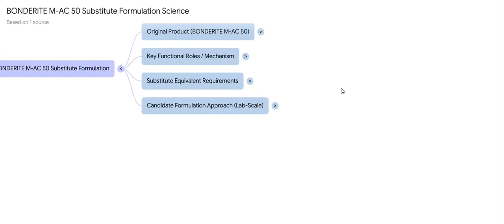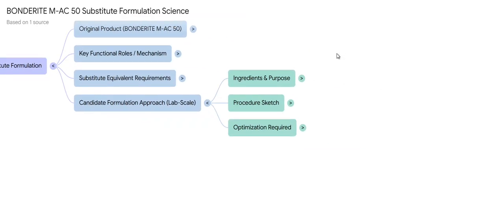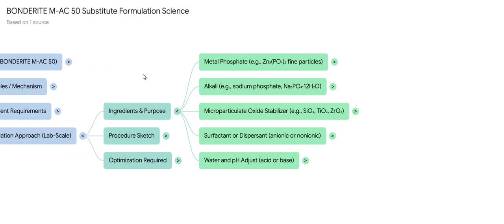And then let us try to have some formula based on this. The main ingredients and purpose we will discuss. Then, what is the procedure sketch? That is the next aspect I will be explaining. Then, we need some optimization also. Let me take up these ingredients and their functional roles. It can be the metal phosphate, that is Zn3(PO4)2 particles, and alkali. The alkali is generally sodium phosphate dodecahydrate. It is very particular, so you should have 12 water molecules.